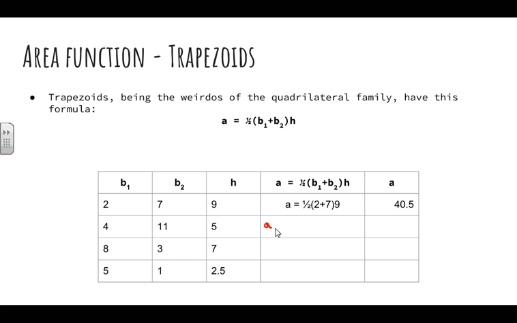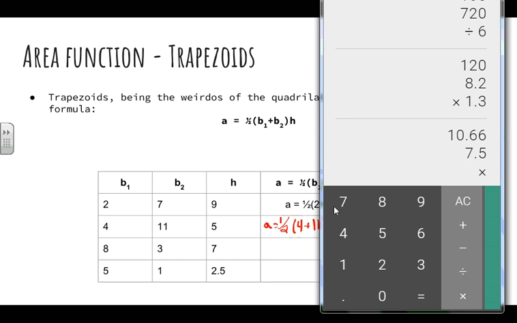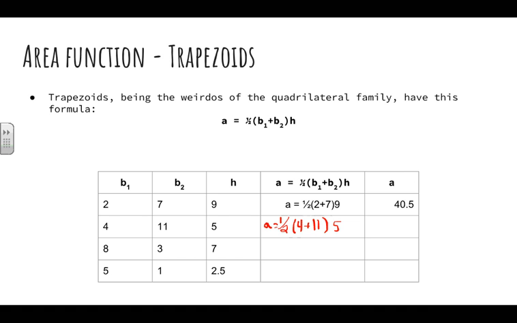Your formula will look like this. A equals 1/2 times 4 plus 11 times 5. All right, so you have to do what's in parentheses first. 4 plus 11 is 15. All right, so then you could just multiply straight across. So multiplying by half is the same as dividing by 2. So 15 divided by 2 or times a half would be 7.5. And you would multiply 7.5 times 5 to get 37.5. That's your area here.